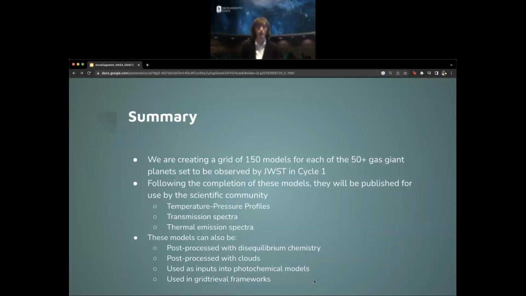They can also be post-processed with disequilibrium chemistry. We're assuming thermochemical equilibrium, but you can change that and make the atmosphere changing. They can also be post-processed with clouds. They can be used as inputs into photochemical models, which would give you more exotic molecules, and they can also be used in grid retrieval frameworks. Yeah, that's it.